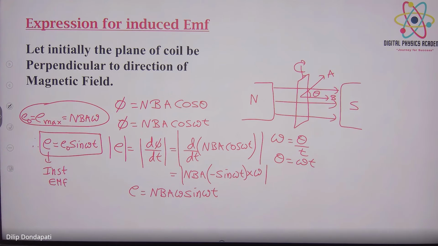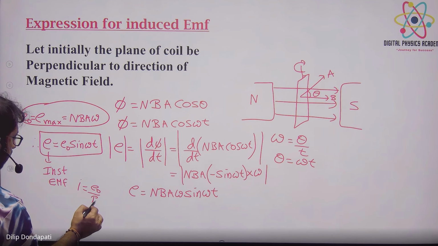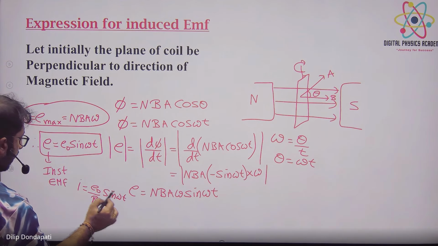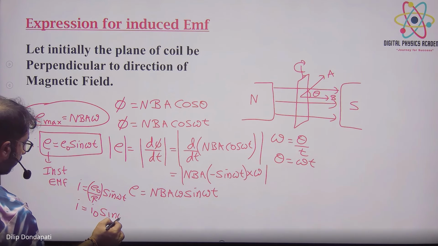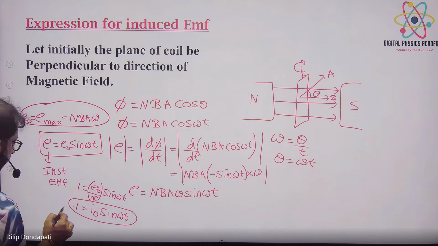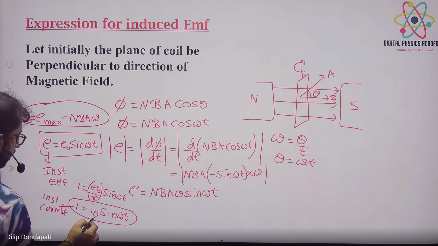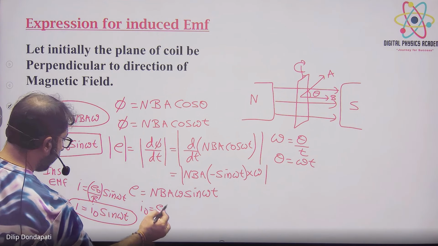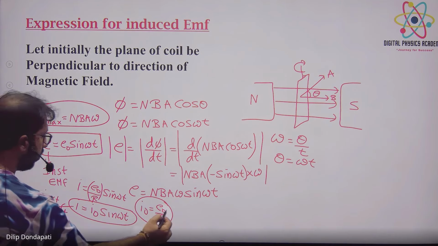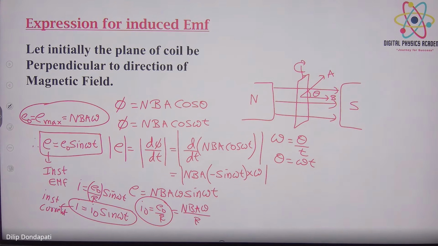These two formulas are important. NBA omega. So if I know the EMF, I can find the current also. Current is equal to E naught by R sin omega t. And E naught by R I call I naught. I is equal to I naught sin omega t. This is the instantaneous current. And this is the peak current. I naught is the maximum value of current, right? So how much will it be? E naught by R is the formula. And E naught you already know, NBA omega by R.